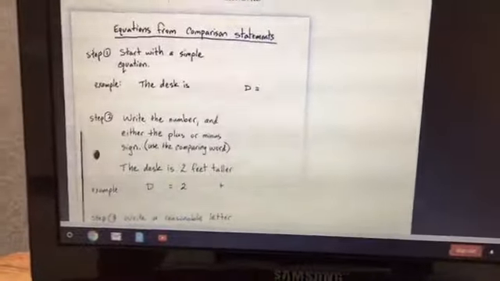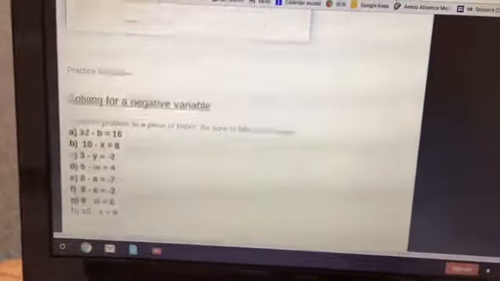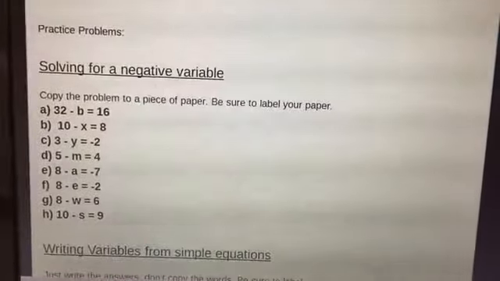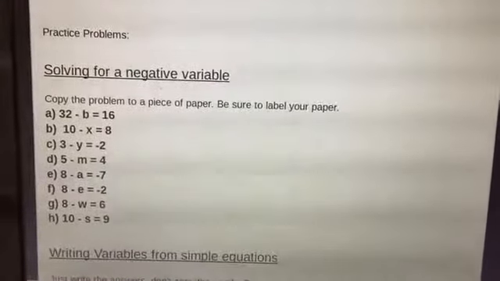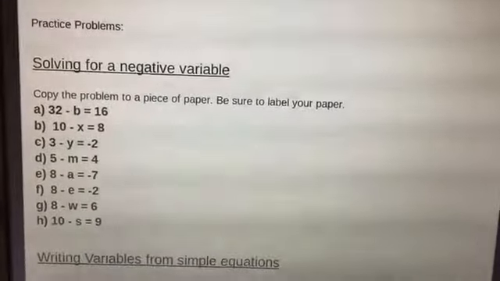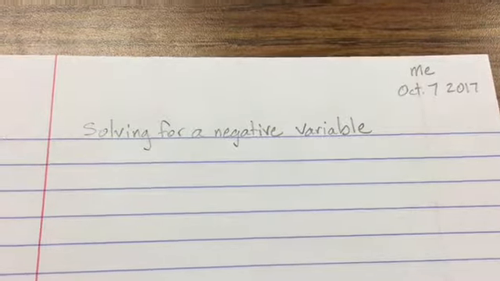Now you should really be thinking about the notes that you're writing down and trying to understand, because afterwards you're going to have some practice problems. The first ones are solving for a negative variable. And you can see that the instructions are to copy the problem to a piece of paper and be sure to label your paper. That should be done here on your regular paper. And it would look like this. You have your name, the date, and the topic.